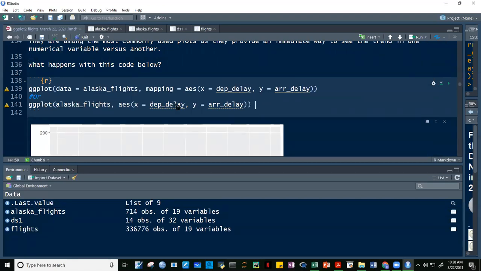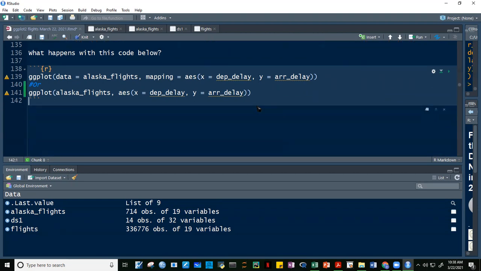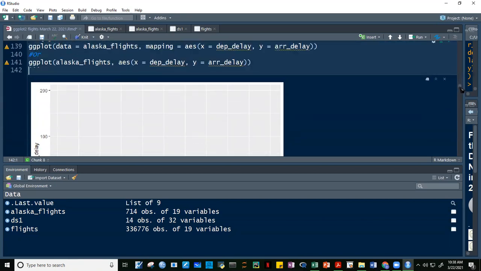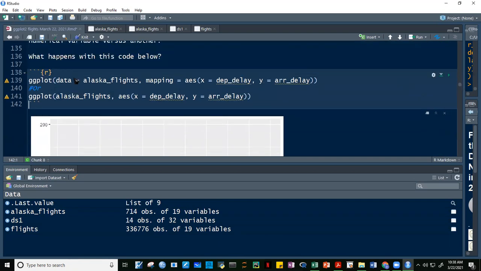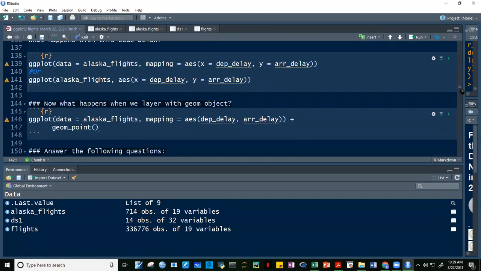Okay, so if we run this, the second one, guys, let me close this first. And then if I run this, it is exactly the same, no? Okay, good. Thank you. So you can choose to use data is equal to and mapping is equal to, or you can just delete them because ggplot will understand what they are.